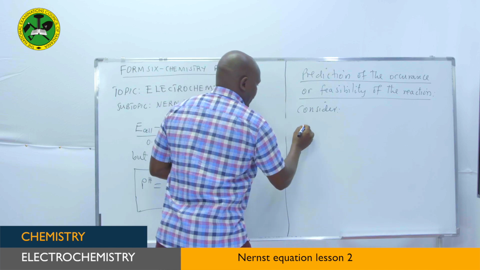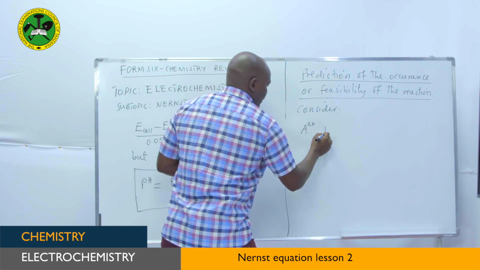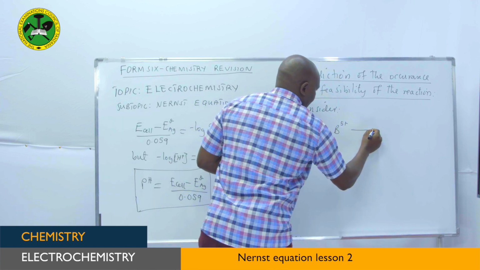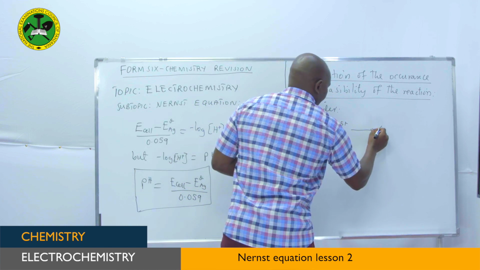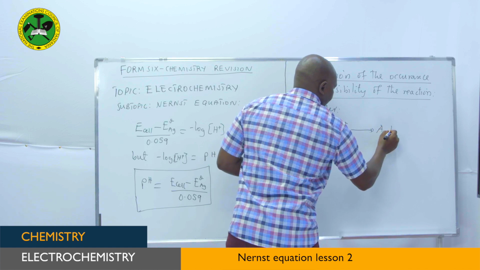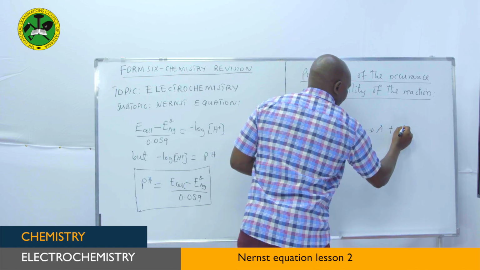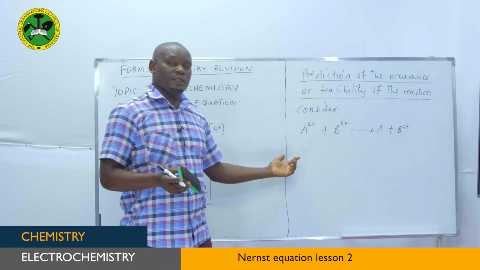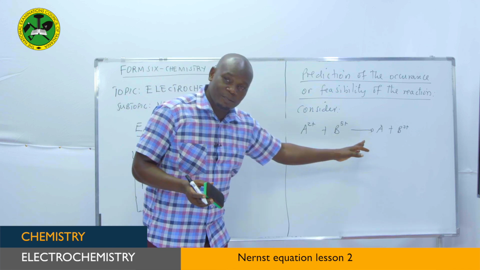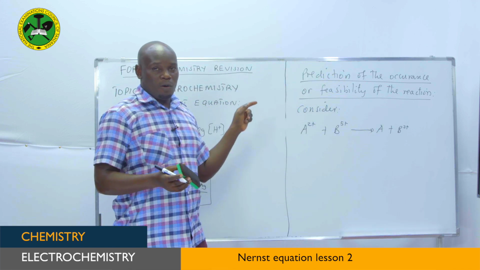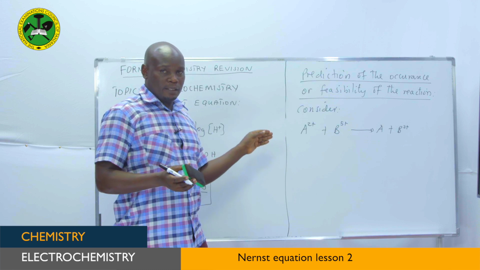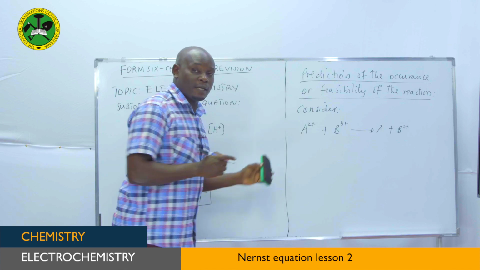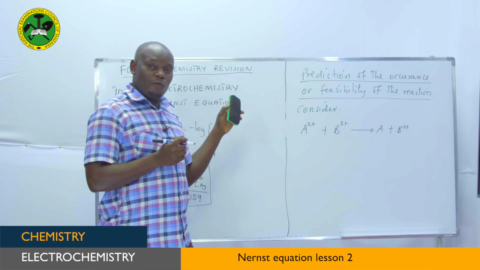the reaction A, with B, reacting to form A, plus B. Then you may be asked to determine if the reaction will occur or will not occur. That is the feasibility of the reaction. Now, for this part, you will also be given the standard reduction potential of each cell.